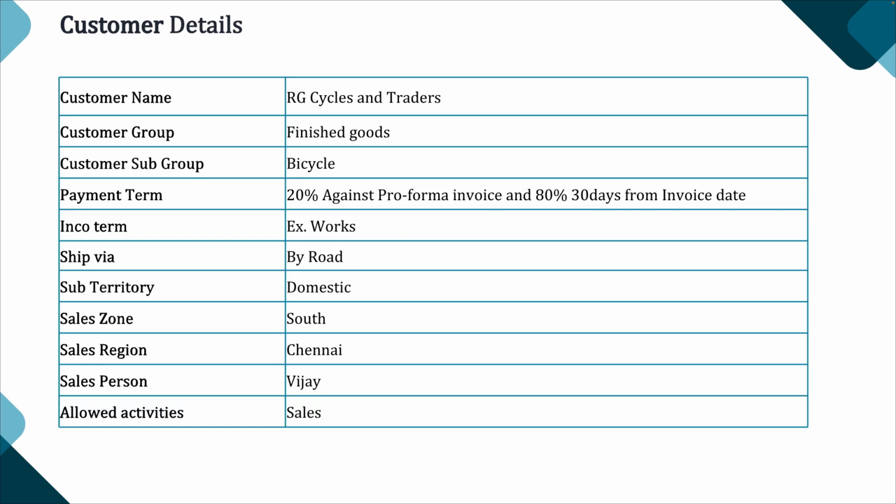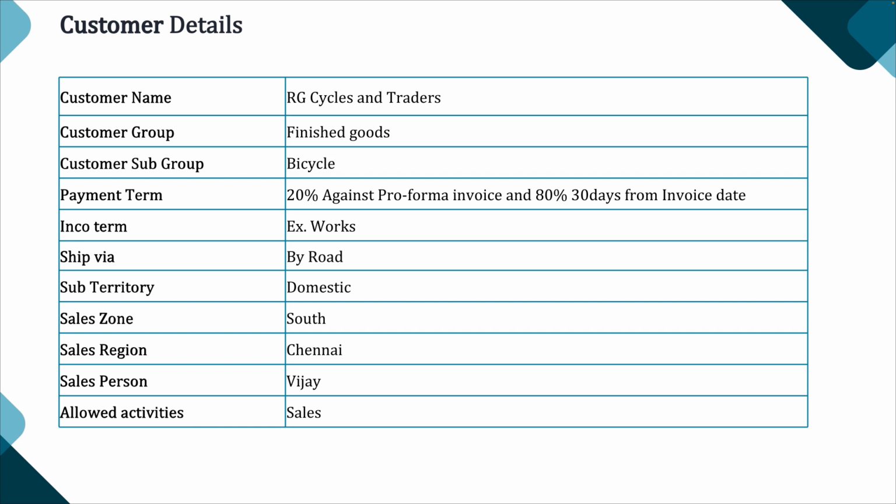Customer details. Let us take one customer. Customer name as RG Cycles and Traders. Customer group as Finished Goods. Customer subgroup as Bicycle. Payment term as 20% against pro forma invoice and 80% 30 days from invoice date. Incoterm as Xworks. Ship via as By Road.